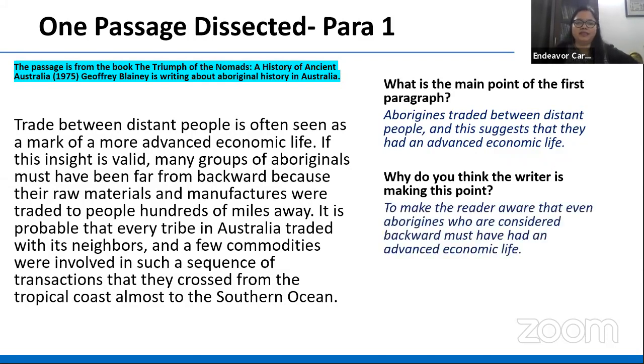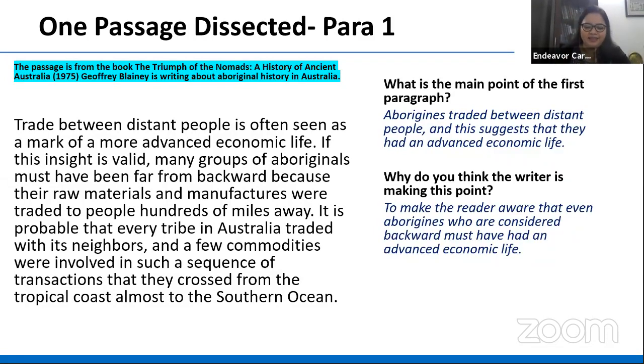So his purpose in writing this, why is he writing this? Look, the aborigines who are considered backward must have had an advanced economic life, because their economic activity was like anybody else's activity. And if others trade with different distant people, you regard them as advanced. Why are you not regarding these people as advanced, right? So these were also advanced. He's trying to refute that general idea. There must be people who hold the idea that aborigines are backward, and he's trying to refute that.